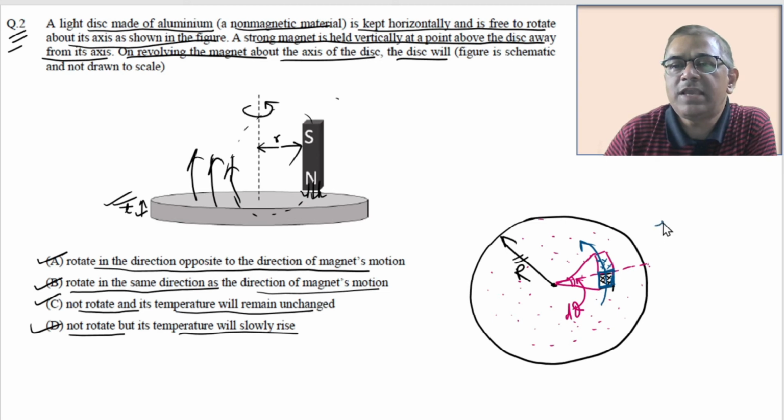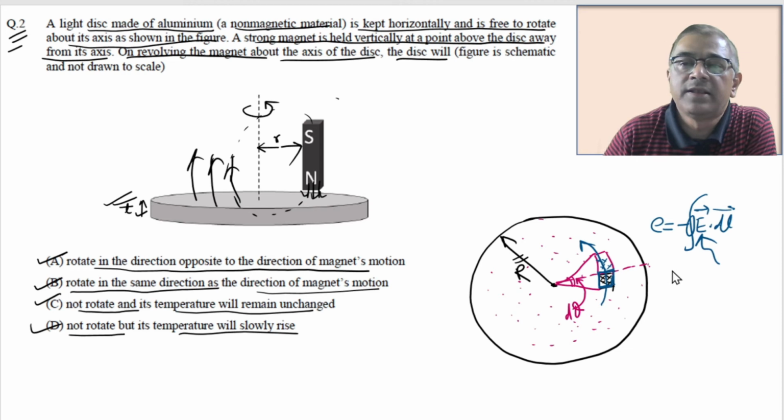Now the induced EMF, you see, is written as minus the integral of E dot dl. Is that right? So the induced EMF ensures that there is production of electric field. This electric field is non-conservative in nature, and a non-conservative electric field is always in circular form. Is it okay? So a non-conservative electric field is induced within this metal.